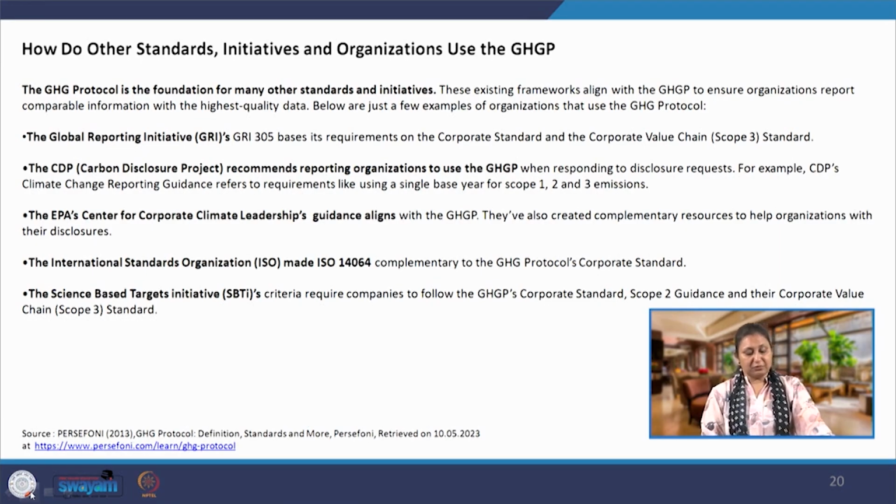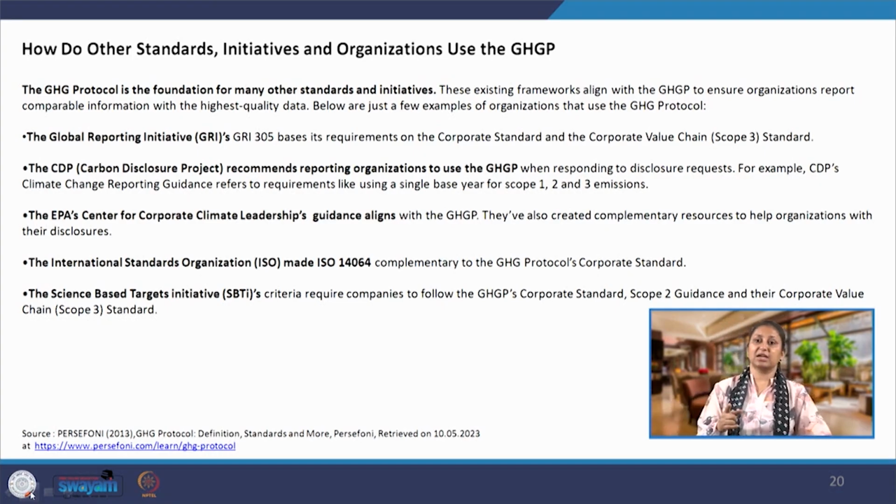Then ISO 14064. So, ISO also is kind of complementary to the GHG Protocol's corporate standard. These two kind of go together. Then there is another one, the US Environmental Protection Agency's Center for Corporate Climate Leadership's guidance, and that also aligns with GHGP. There is another, the Global Reporting Initiative, GRI, and it is based on the requirements of the corporate standard and corporate value chain standard.